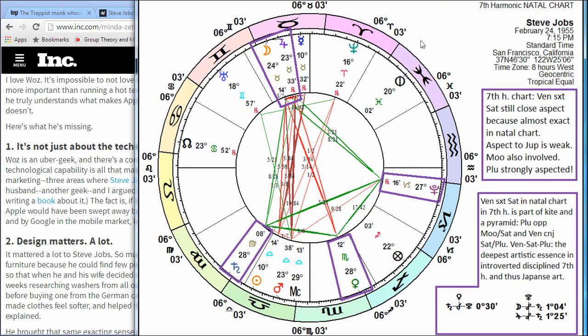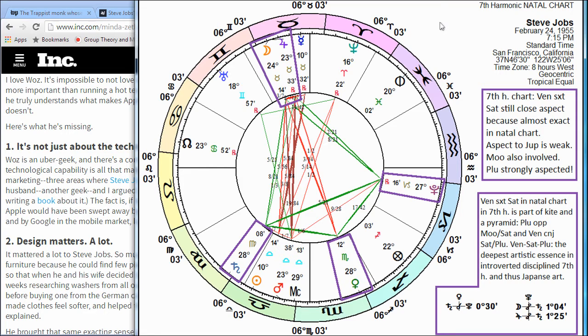Very powerful pattern. And as I'm looking at this, and I'm thinking he's got an exact Venus-Saturn in his chart, in this deep, mature, quiet, and inclined to ancient wisdom, seventh harmonic, also tends to be abstract, Pluto getting involved, Moon getting involved, I start getting these images of the calligraphy, of the interest in Japanese art, etc. And that is Steve Jobs, and that is what drove a lot of Apple Computer. Amazing. So I'm giving you the feeling of how we go about the analysis. Venus, Saturn, Pluto, the deepest artistic essence in the introverted, disciplined seventh harmonic, and thus Japanese art. So I anticipated it, and the research confirmed it.